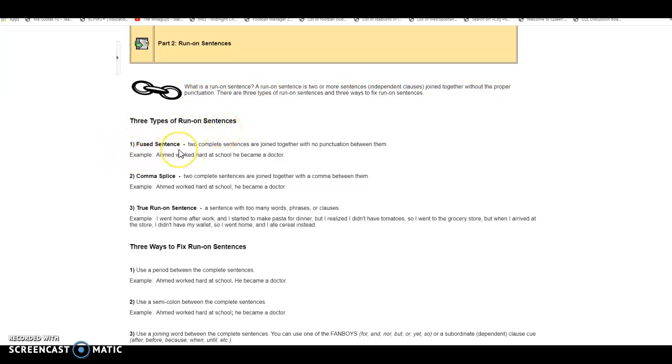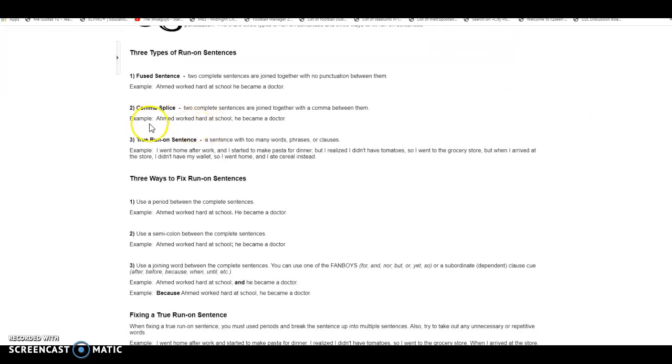You can have a fused sentence. And so "Ahmed worked hard at school. He became a doctor." So "Ahmed worked hard at school" is a complete sentence. "He became a doctor" is a complete sentence. They're being joined together with nothing in between. You can also have a comma splice, which is "Ahmed worked hard at school, comma, he became a doctor." This is just as wrong as this. They're both run-on sentences. A comma can't hold together 2 complete sentences.